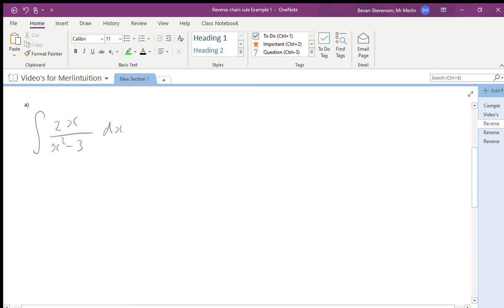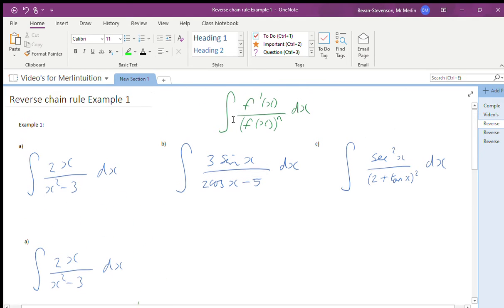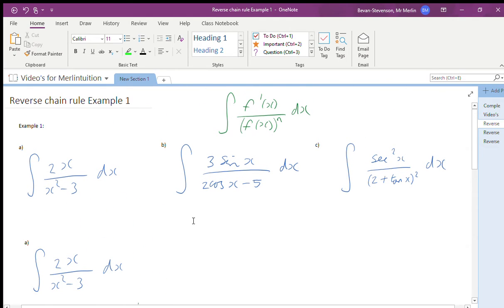So, the very first thing we're going to do is we're going to see that we could write this as 2x times x squared minus 3 to the minus 1. Okay, so this is a function, x squared minus 3, which is inside the function to the minus 1. In other words, this on the bottom, x squared minus 3, is a function that we're identifying as f of x.